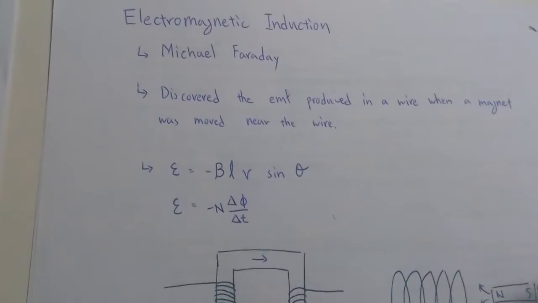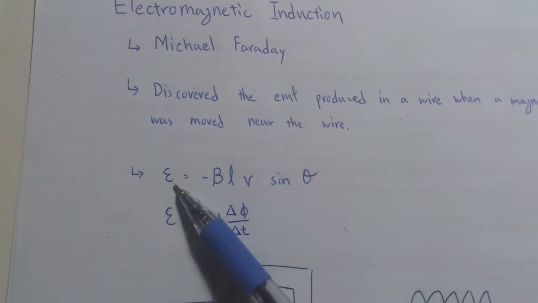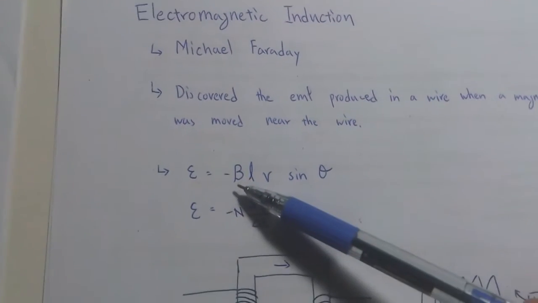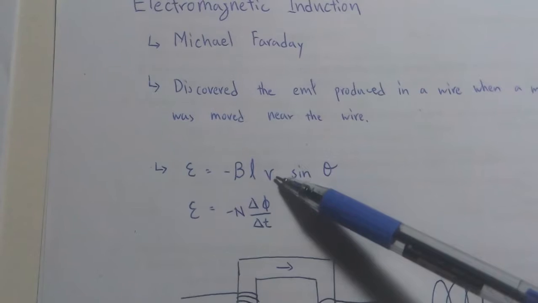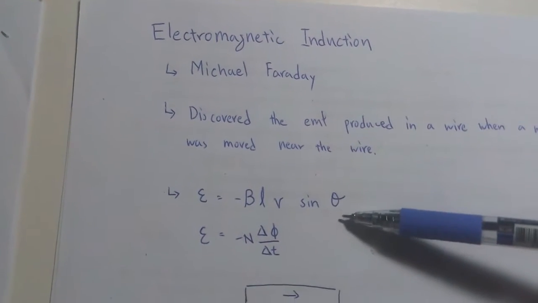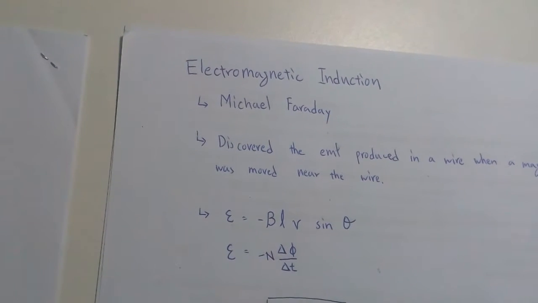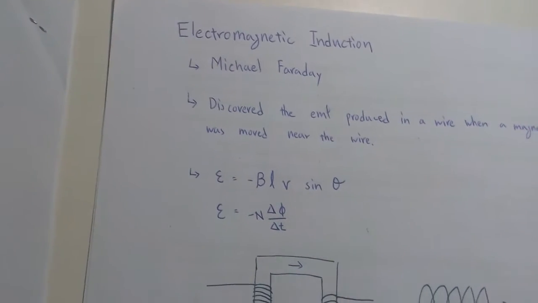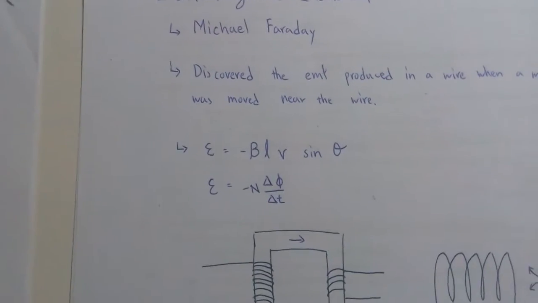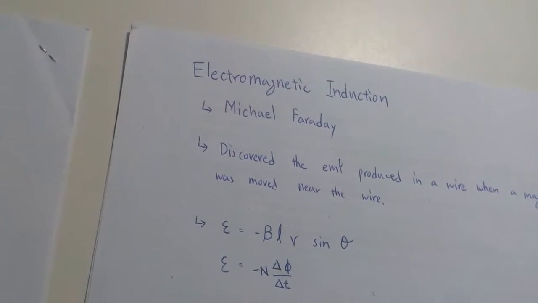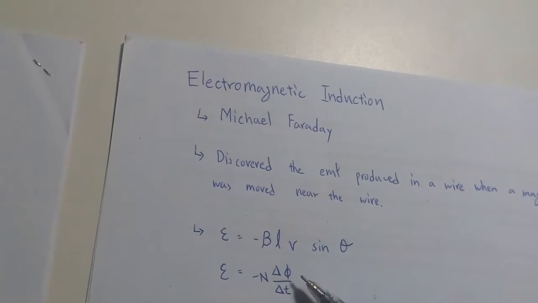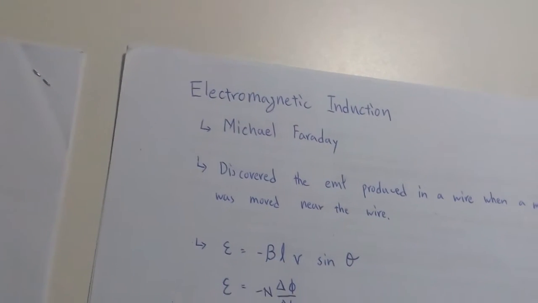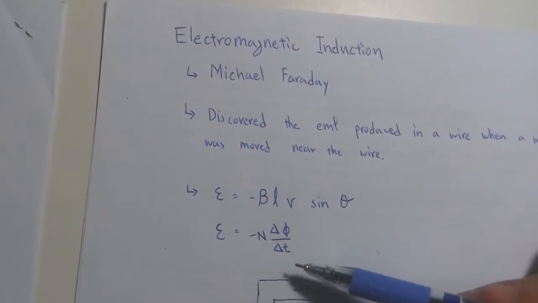So the formula we have is E, this is EMF, is equal to minus B, the magnetic field, times l, the length, times v, the velocity of the conductor, times sine theta, the angle between the magnetic field and the conductor. And another formula, E is equal to minus N, which is the number of turns in the coil, times delta B times A, the change in magnetic field times the area, over delta t, which is the change in time.